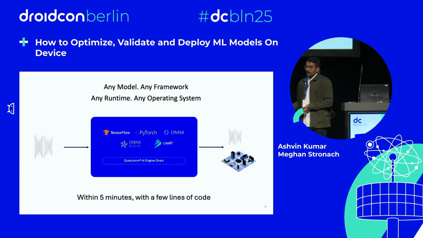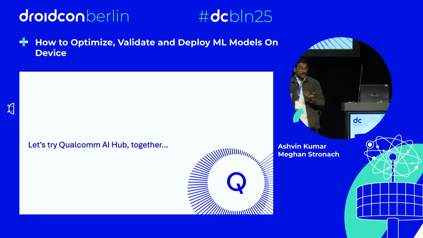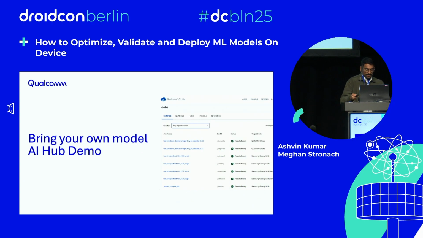So just to reiterate one more time, what this workflow allows you to do is take any model and any framework and get that running on device within 5 minutes and with just a few lines of code. So up next, we are going to try Qualcomm AI Hub together, and we're going to walk through a little bit of a demo. So I'll just switch to that.